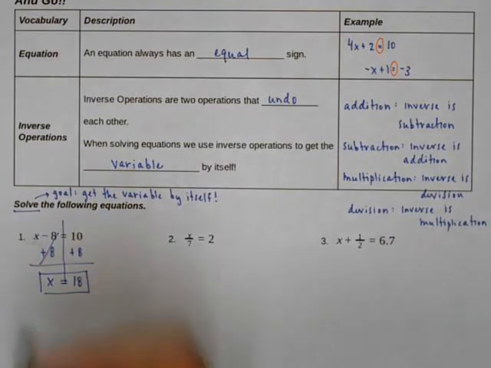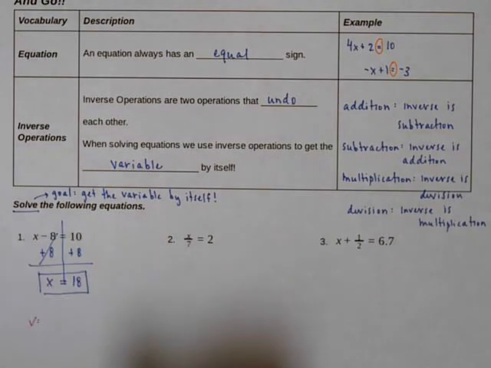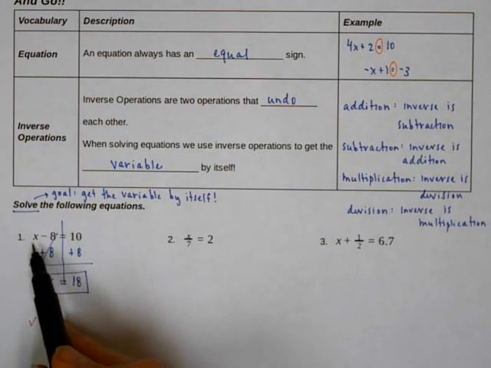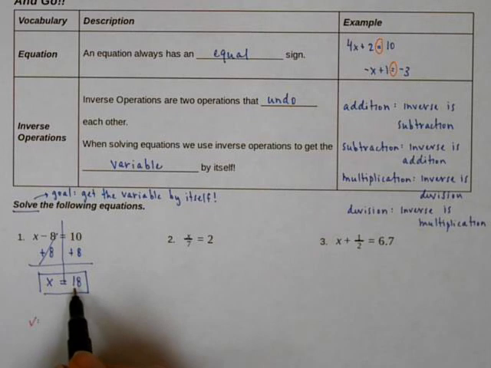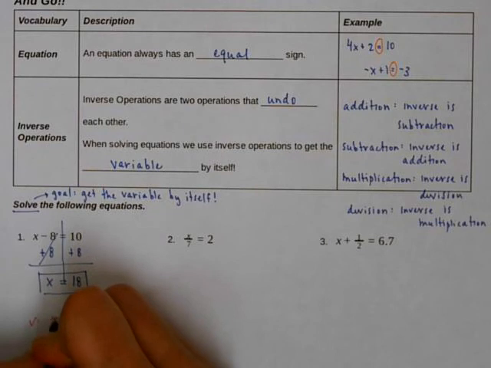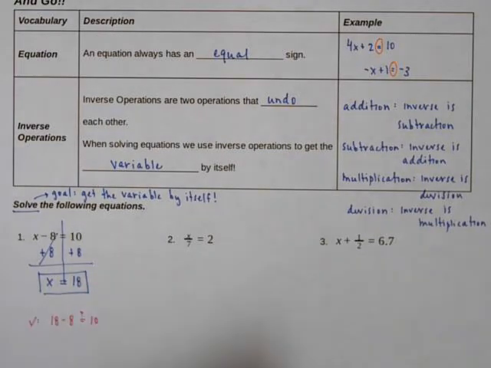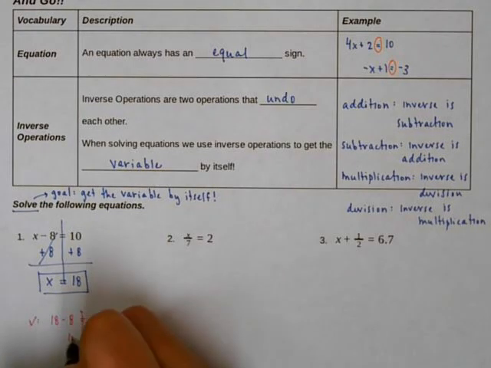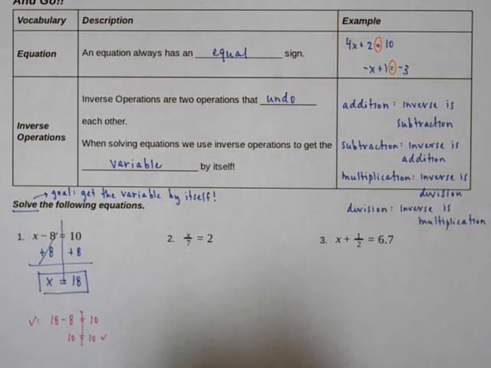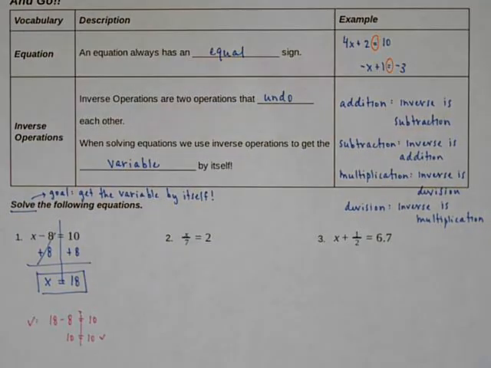I'll use this color, hopefully it'll show up okay. My original equation was x minus 8 equals 10. I just found out I think that x is 18. So let's check. 18 minus 8, we're hoping that's equal to 10. In our case, if I do 18 minus 8, I do get 10, which is equal to 10, and we know we're right. So I recommend when you're solving, go ahead and check. It's a nice way to know right away if you're right or wrong.